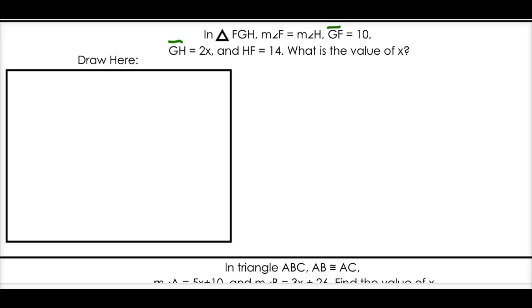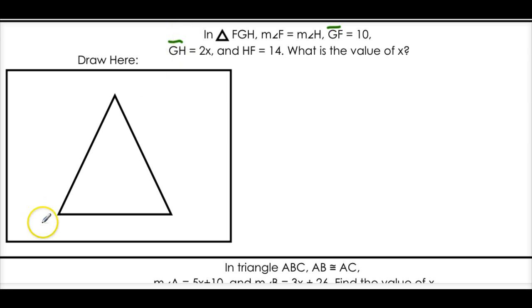Well, if no one's drawn that triangle for you, guess whose responsibility it is? It's your responsibility. So draw yourself a nice looking isosceles triangle. Luckily, I got my computer, so I got a nice one looking over here. Now let's label it. This is F, G, and H. All right. What this tells us is that the measure of angle F is congruent to the measure of angle H. So these two angles are congruent. Furthermore, it tells us that GF is equal to 10, GH is equal to 2x, and HF is equal to 14.